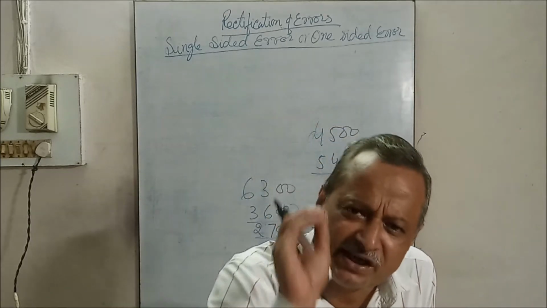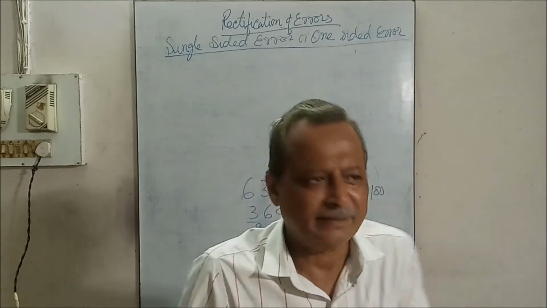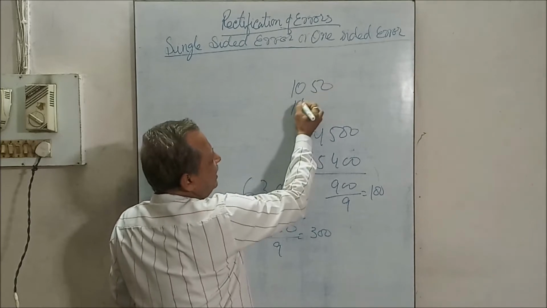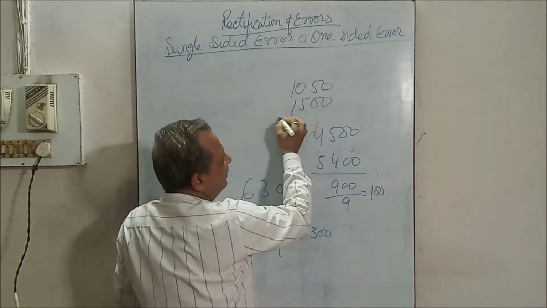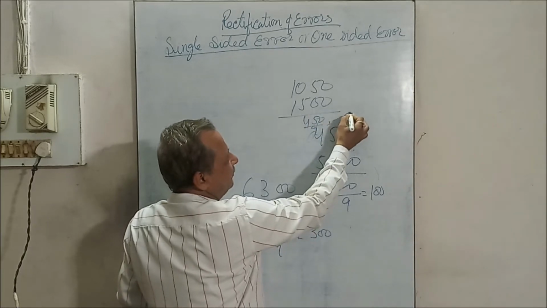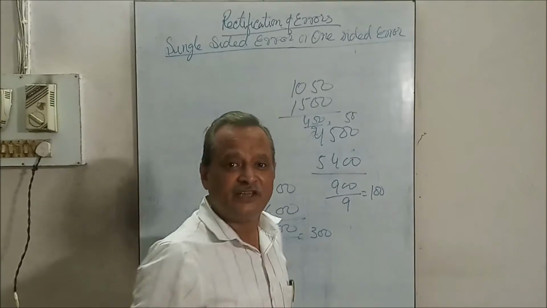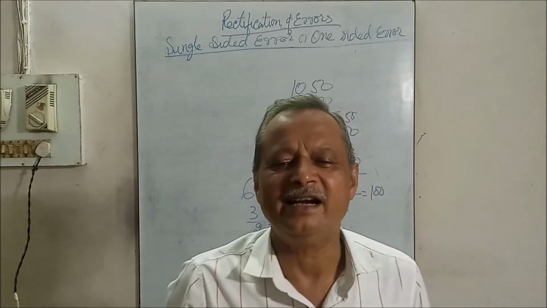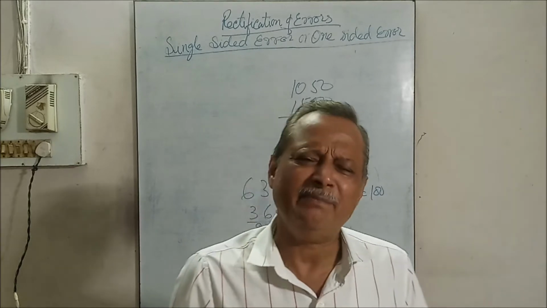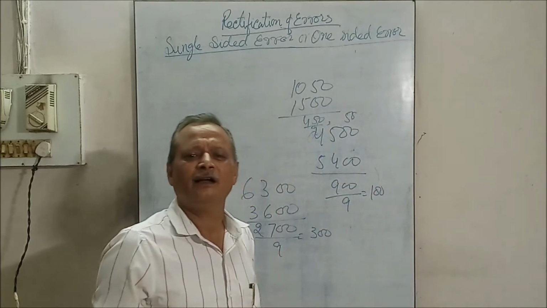If digit mistakes are there, whatever digits you have written, suppose you have to write 1,050 but wrongly it is written 1,500. Then the difference of 450 divided by 9 gives 50. Then you can trace that some digit mistake has been made. This is a very basic thing. It is not applied in all cases in order to detect a single-sided error.